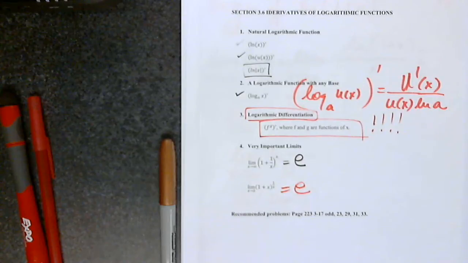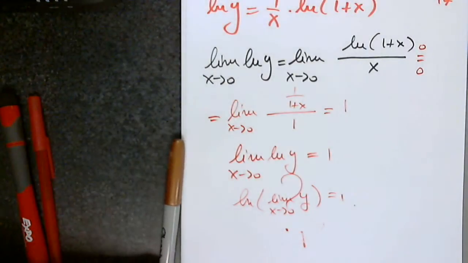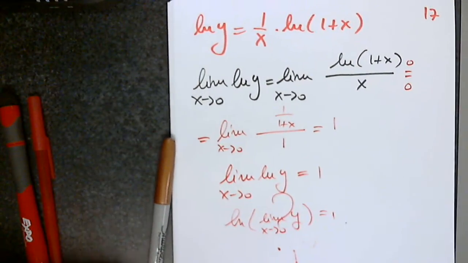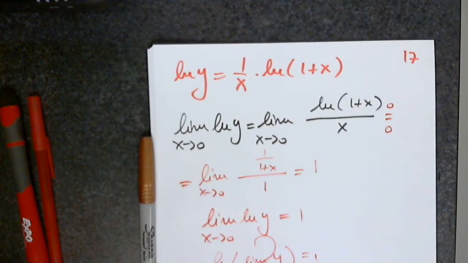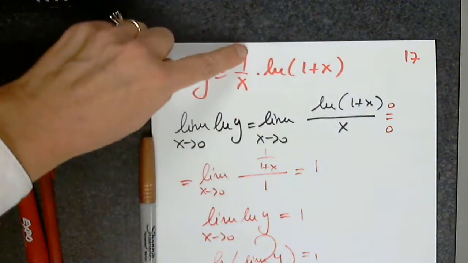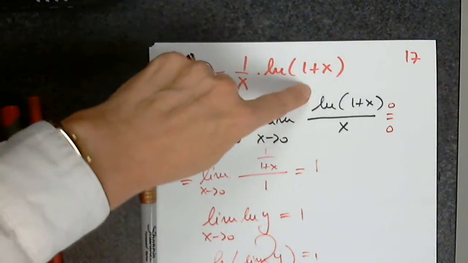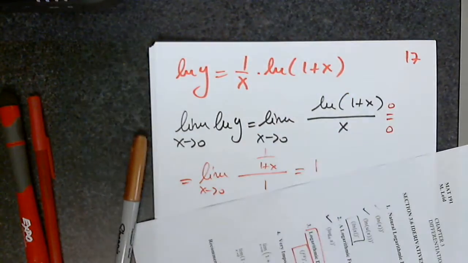Any questions? Yeah, good question. The natural log y is the limit of x plus x, 1 over x times natural log of 1 plus x, over x times 1. Is that okay? Yes? So you apply the chain rule on the top. I have to. Yes. Very good question.